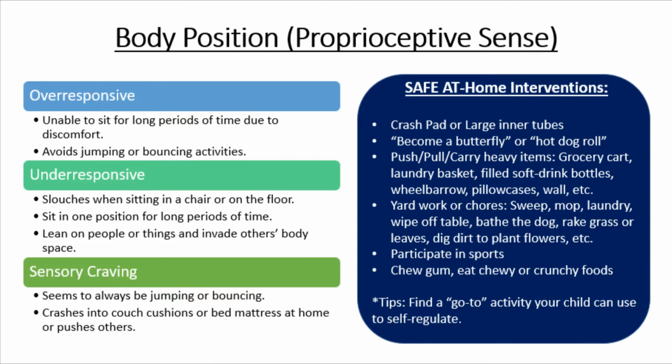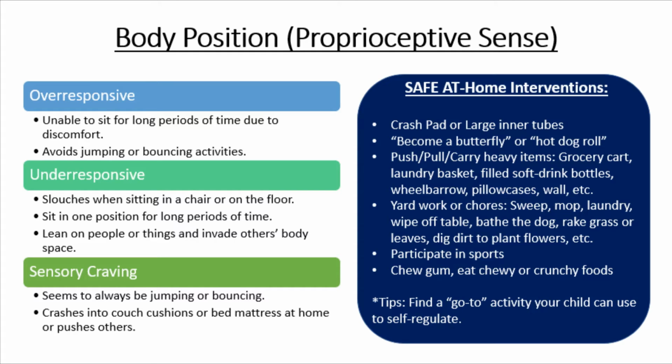Now for body position, or the proprioceptive sense. Kiddos who are over-responsive to proprioception may be unable to sit for long periods of time due to discomfort, and they may avoid jumping or bouncing activities. Kiddos who are under-responsive may slouch when sitting in a chair or on the floor, sit in one position for long periods of time, and lean on people or things and invade others' body space.